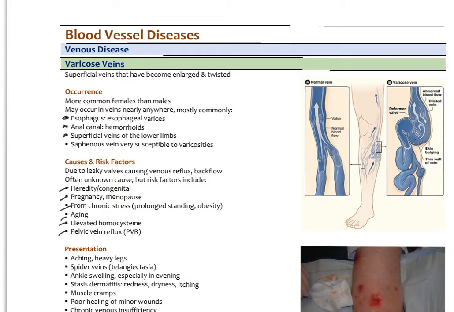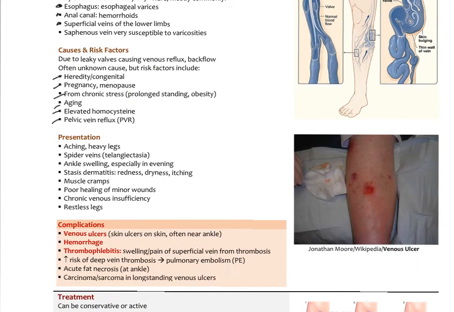The presentation, typically, you can see them, but usually we also get sensations of aching and heavy legs, maybe spider veins, that's called telangiectasia, and ankle swelling, especially in the evening, due to venous stasis and all the fluid not leaving the lower legs.